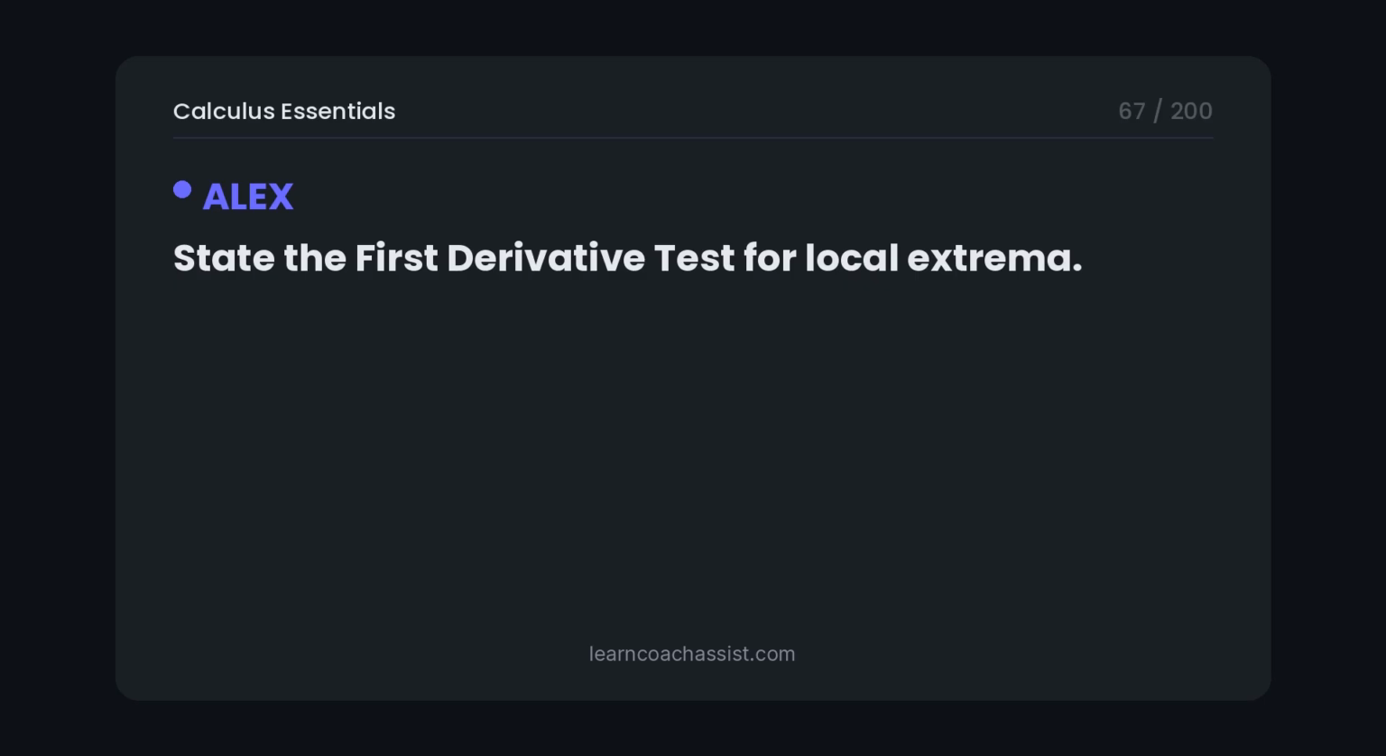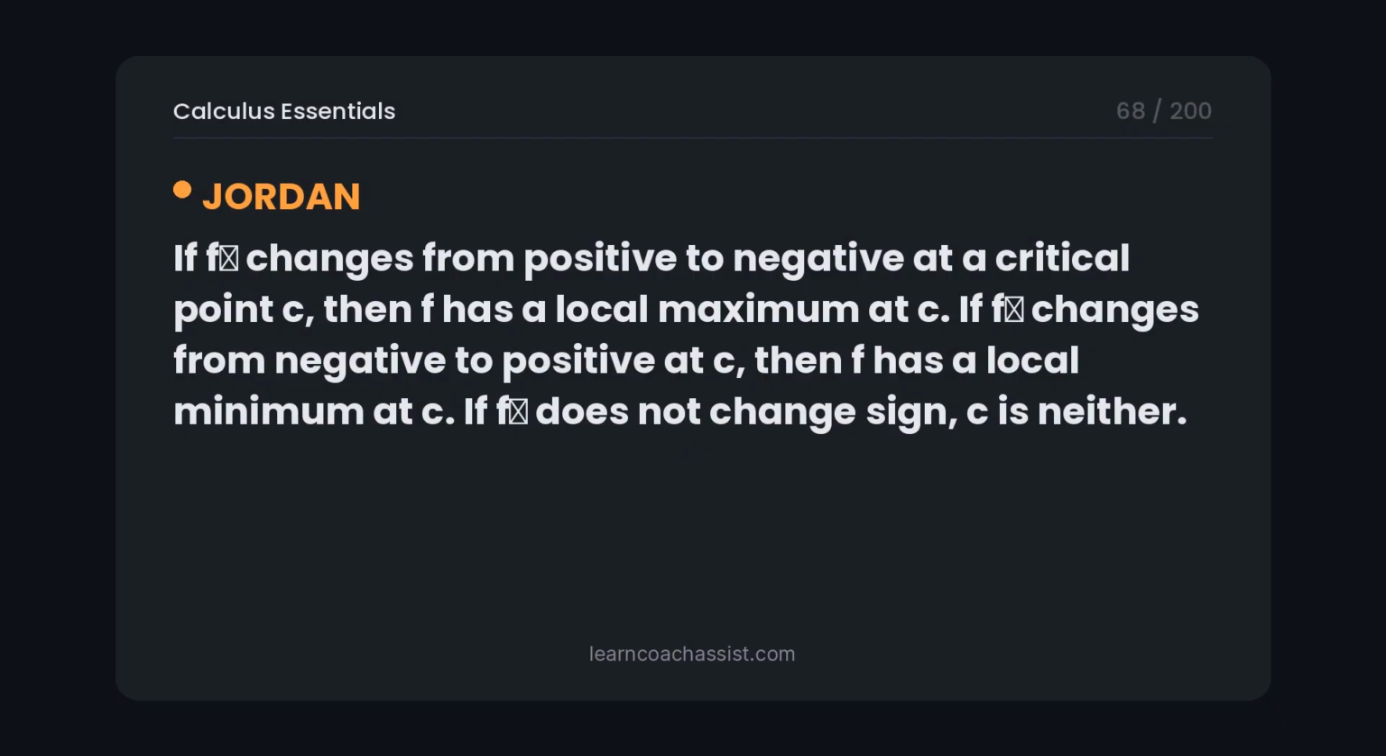State the first derivative test for local extrema. If f' changes from positive to negative at a critical point c, then f has a local maximum at c. If f' changes from negative to positive at c, then f has a local minimum at c. If f' does not change sign, c is neither.